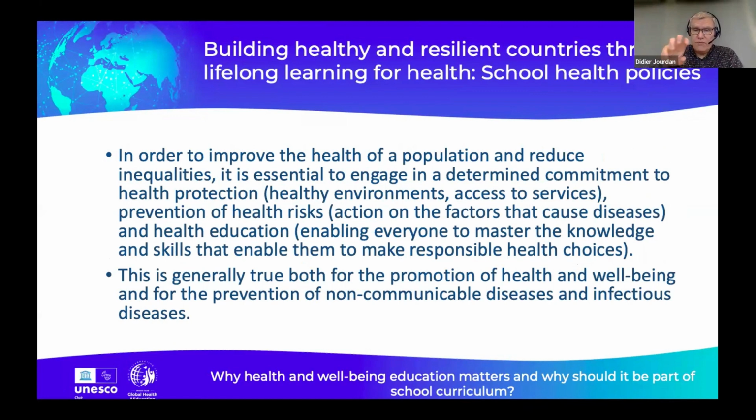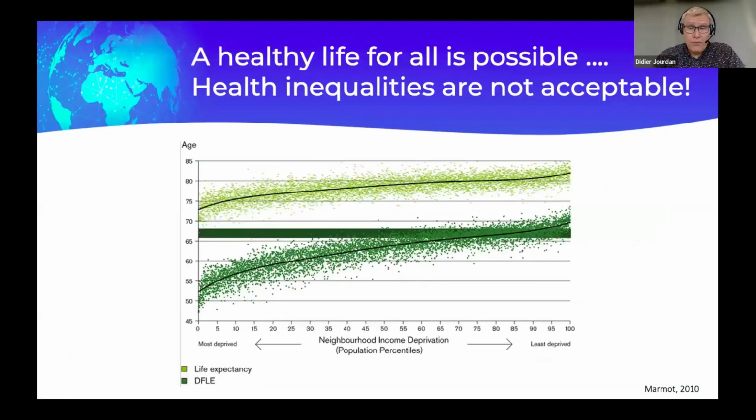And that's why we really needed to focus on what makes possible the commitment of schools to health and well-being. This is all the more important as you all know that in terms of health, our world is really inequitable. It is true between countries, but it's also true within countries. And you have this classical figure from Michael Marmot showing that life expectancy is extremely different depending on the social background of the people.